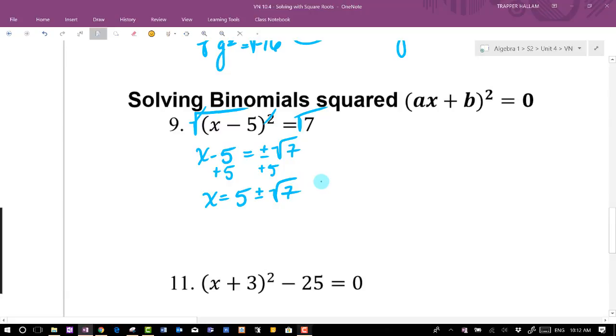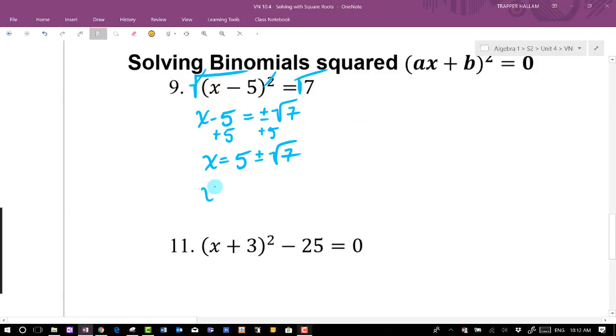Oddly, that's what it is. Let's write it out so we can really see what it means. It means this: x equals 5 plus the square root of 7 and 5 minus the square root of 7. That's what it means. Could we calculate that? Yeah, it's going to be a decimal, so we're going to stop there. But that's what it would look like.